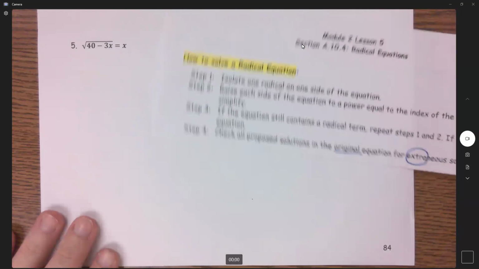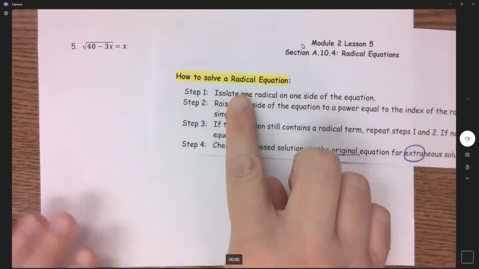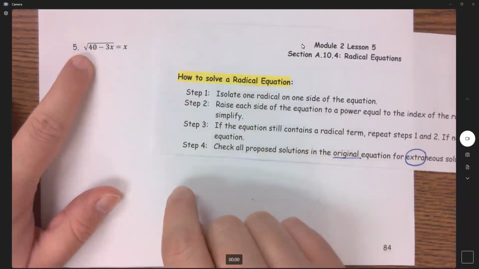All right, we're gonna pick up right where we left off in last video. So last video, we went over 1 through 4. We're starting with number 5. So using our same steps, we need to isolate one radical on one side. You already have that radical isolated.